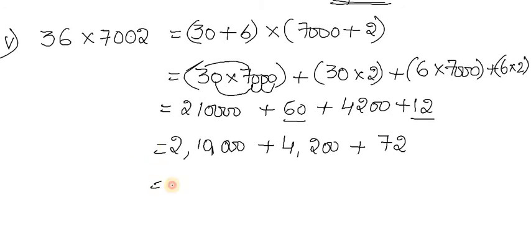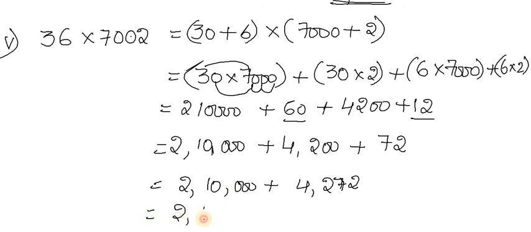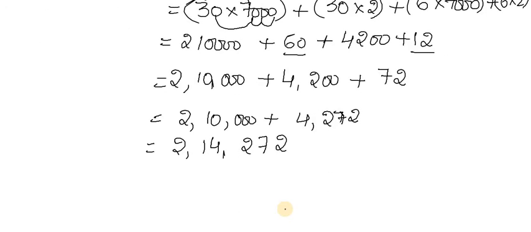Now we will add 42,000 plus 72, that is 42,072. And now we can add this easily: 2,14,272. Is it clear to you? Now we will solve the last question.